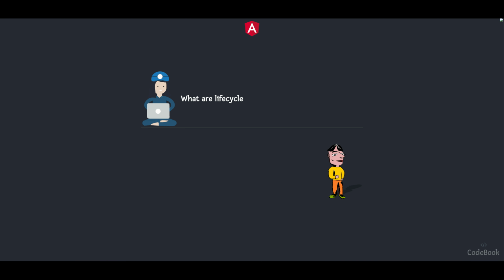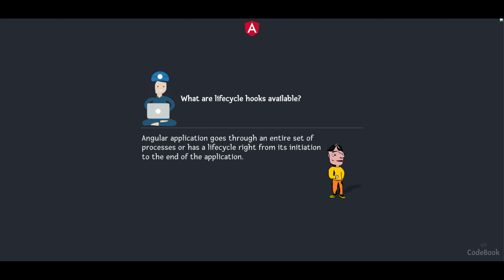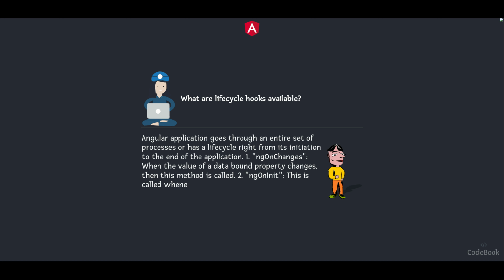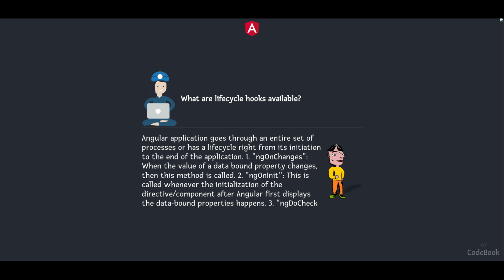What lifecycle hooks are available? An Angular application goes through an entire set of processes, or has a life cycle, right from its initiation to the end of the application. 1. ngOnChanges. When the value of a data-bound property changes, this method is called. 2. ngOnInit. This is called whenever the initialization of the directive or component happens, after Angular first displays the data-bound properties.